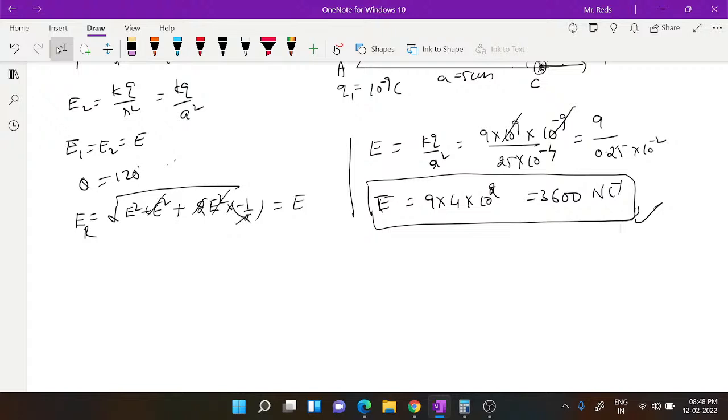So work done equals potential difference into Q.